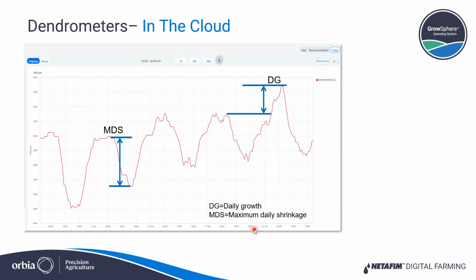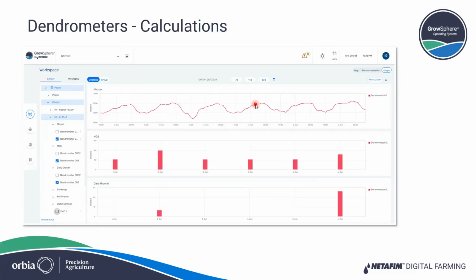Besides the raw data, there are 2 calculations. The MDS, from top to bottom, indicates the plant's shrinkage along the day. Higher value indicates plant activity and might indicate higher water stress. The DG, the daily growth, from top to top, indicates the plant growth, the delta. Higher value indicates growth. Both calculations are provided and can be presented in the graph.